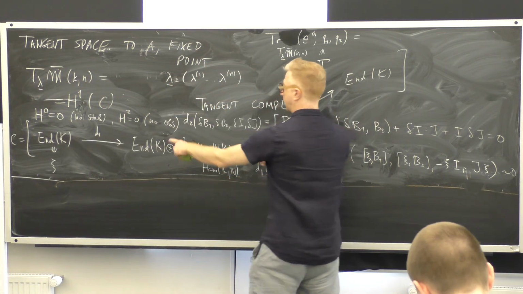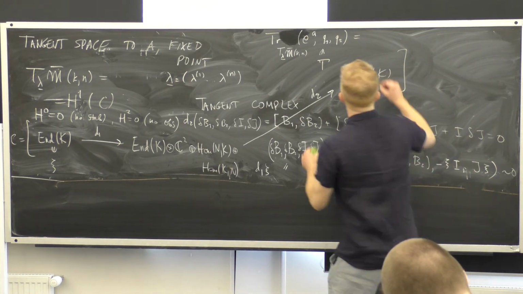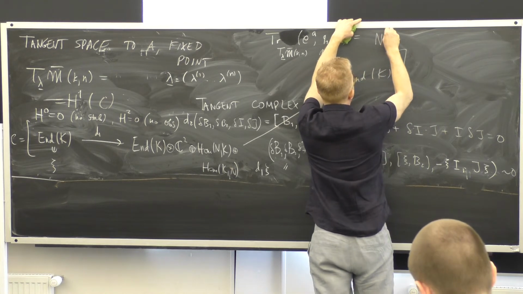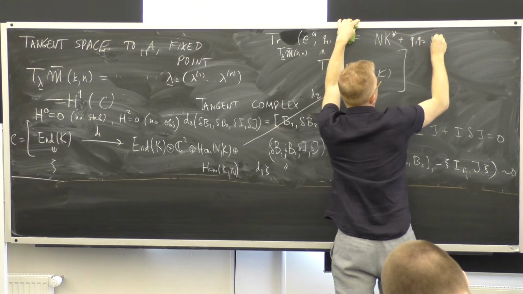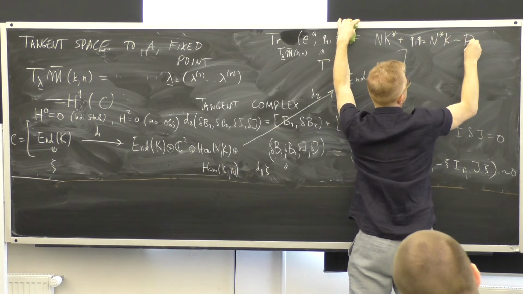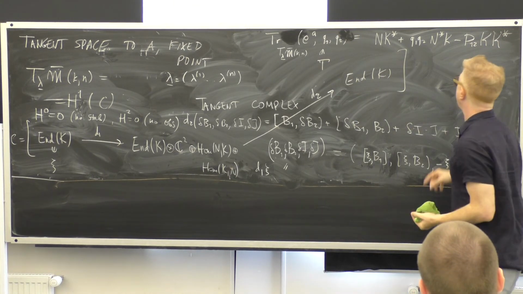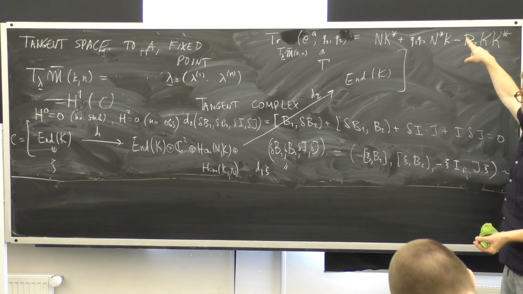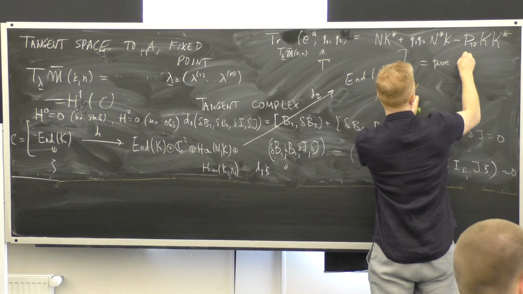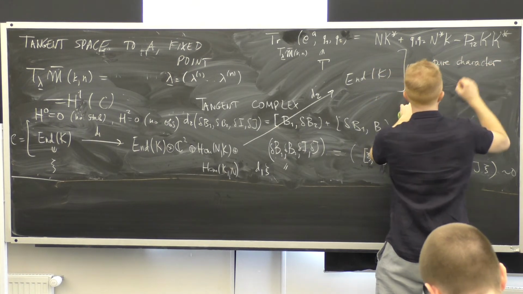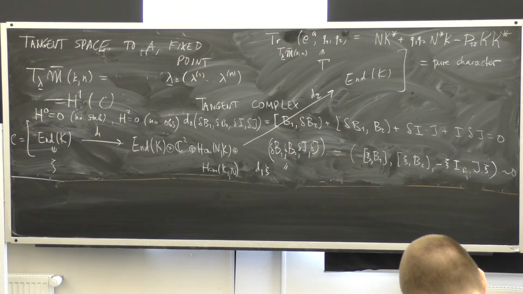And so now by looking carefully at this sequence, you will conclude that this character is given by the following combination of things: n times k star plus q1 q2 n star k minus p1 2 k times k star. And now, even though this looks like a virtual character, you can convince yourself that this is actually a pure character, which reflects the facts that H0 is equal to 0 and H2 equals to 0.